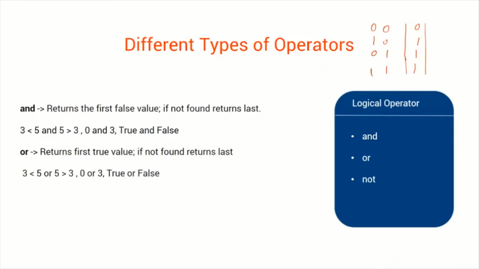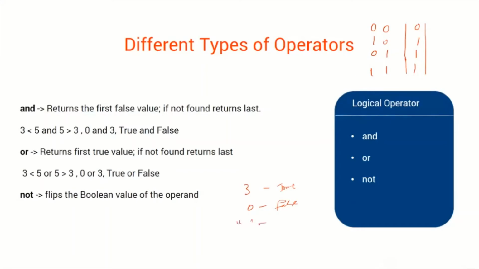Let's move to the last operator in logical operators, that is the NOT operator. The NOT operator flips the boolean value of the operand. Now what is the boolean value? Every value or number has an associated boolean value with it. So for example, 3 has a boolean value of true, 0 has a boolean value of false.